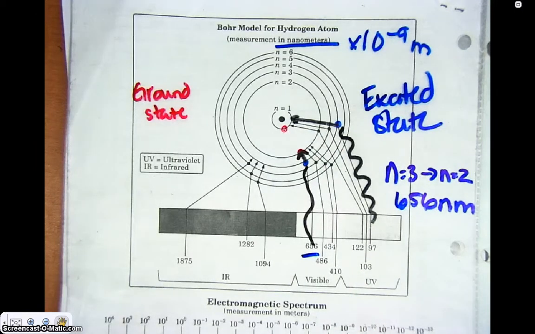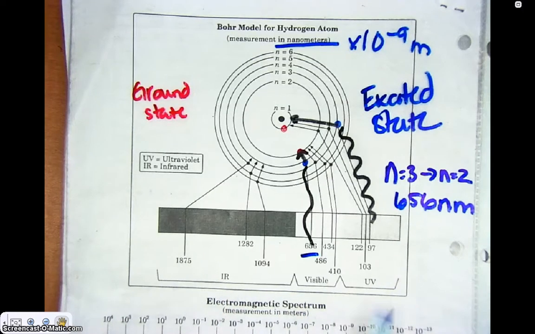Now, because of the different shells, not all of the light that comes off is stuff we can see. Some of it we have to measure. We can't see UV and we can't see infrared. We can see visible light. But the infrared and the UV are sort of out. You need special instruments to do that. But note that they are part of the electromagnetic spectrum.